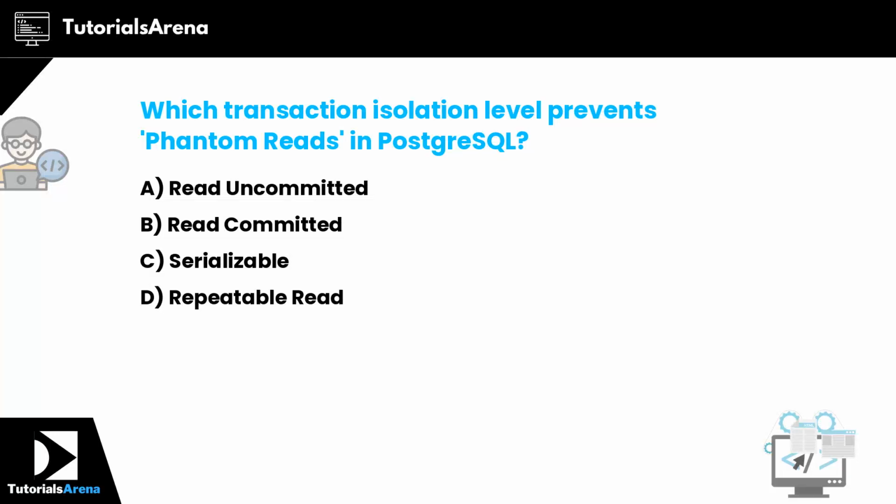Which transaction isolation level prevents phantom reads in PostgreSQL? The correct answer is option C, serializable.